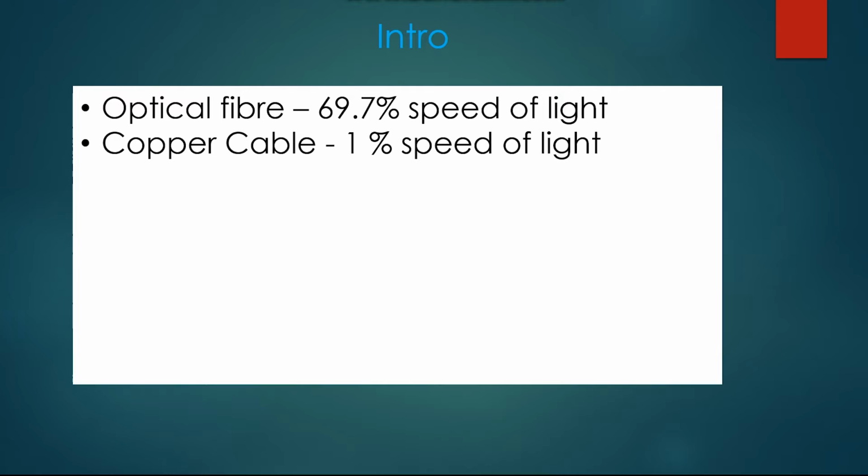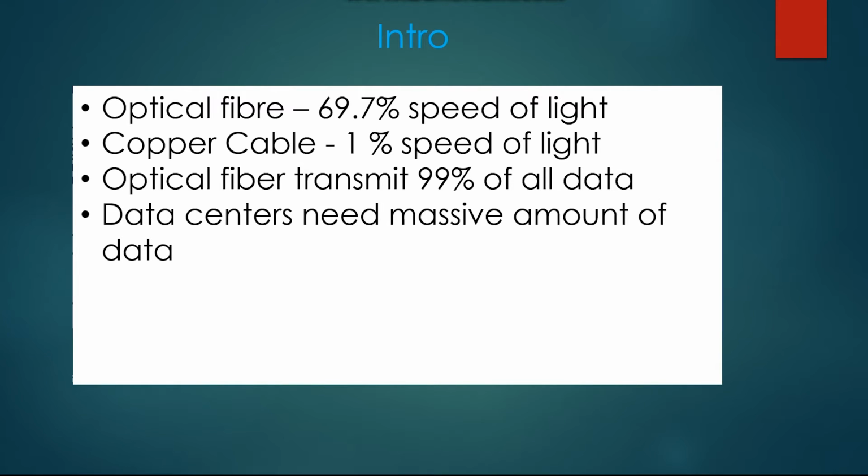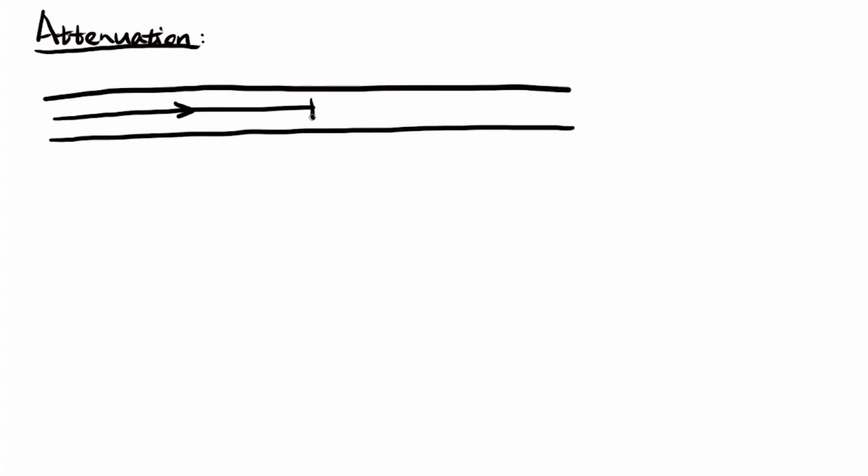For example, an optical fiber system can manage 10 times the number of phone calls at once than its copper counterpart. This is the reason optical fiber dominates the forms of data transmission, delivering 99% of all data. However, internet data traffic is doubling every 16 months, and some users require massive amounts of data, therefore capacity needs to be improved. Optical fibers have lower attenuation, but what is attenuation?